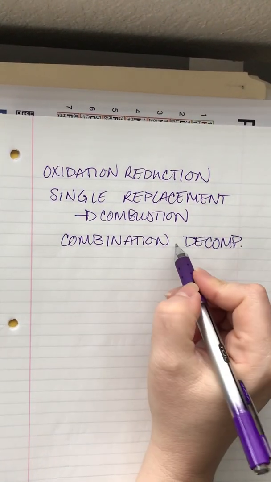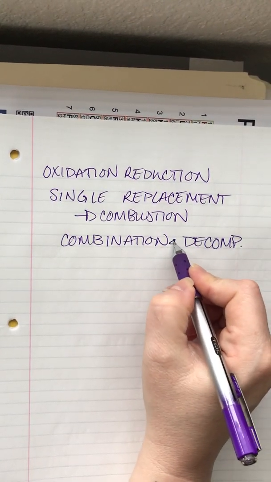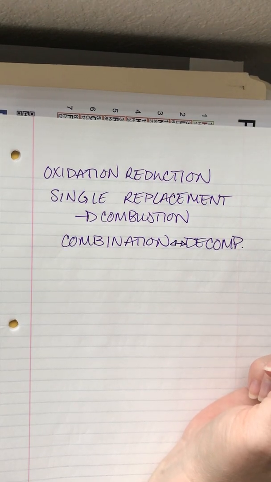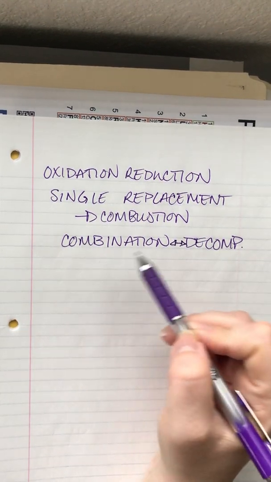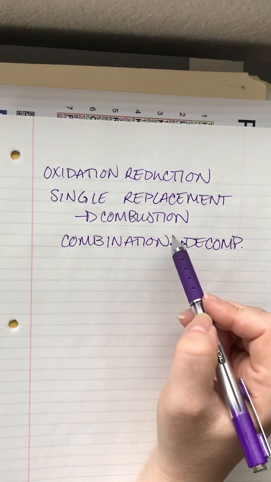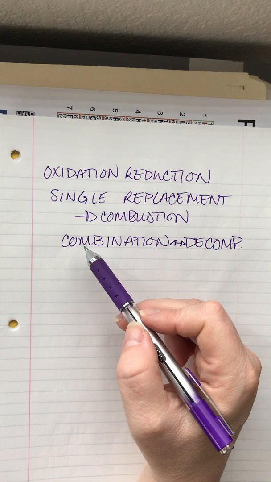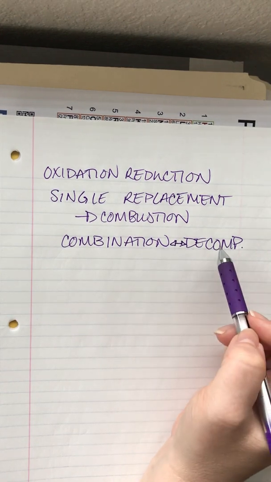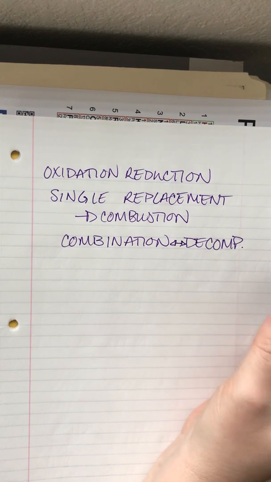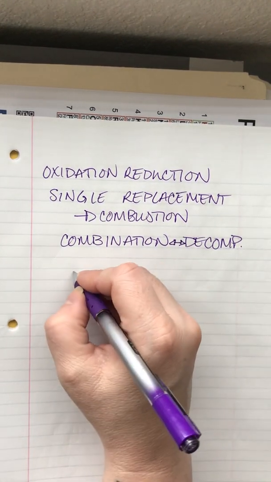right? So just a reminder, these guys are basically just opposites of each other, right? So if we have a combination reaction, we're starting with two reactants and going to one product. Decomposition is just the opposite. So we're starting out with one reactant and going to two products. So let me give you an example.